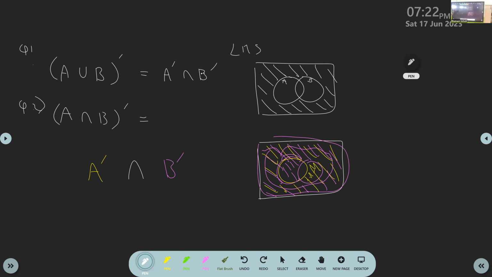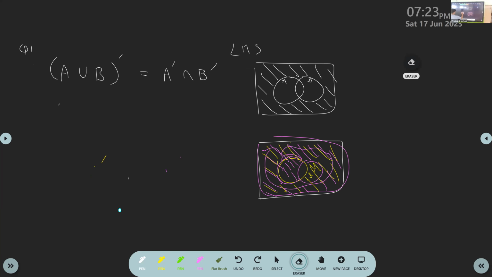let an element belong to the left side. I have to show that it belongs to the right hand side and vice versa. Right? So I'll give you 5 minutes to try and write that on your own. For convenience, let me call this L and R.